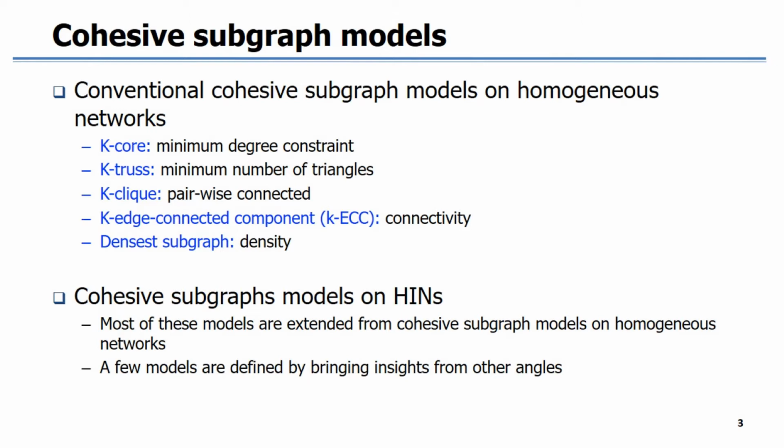For cohesive subgraph models on HINs, currently most of the existing models are extended from the cohesive subgraph models on homogeneous networks, and there also exist a few models which are defined by bringing new insights from other perspectives.